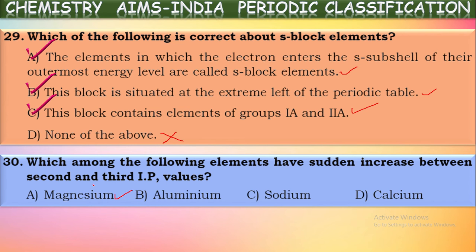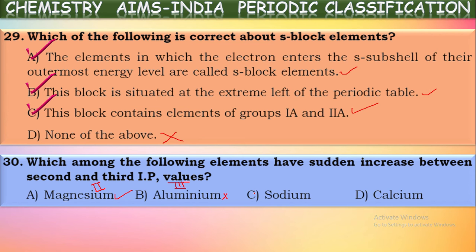What about aluminium? Aluminium is a third group element, isn't it? Because its atomic number is 13. If you write the configuration, 1s2 2s2 2p6 3s2 3p1, totally there are three valence electrons, so it will have a sudden increase between the third and fourth ionization energies, not between second and third. So it is not correct.